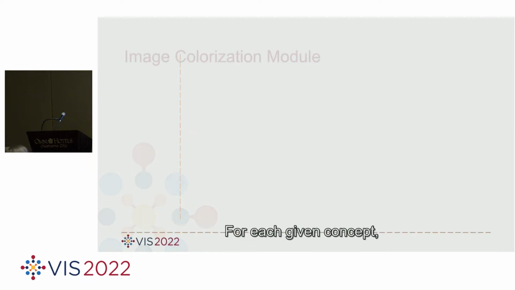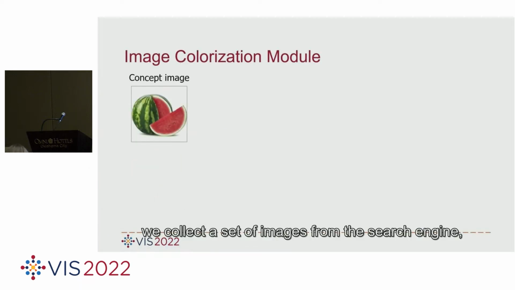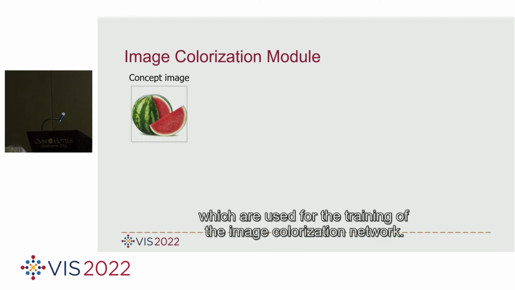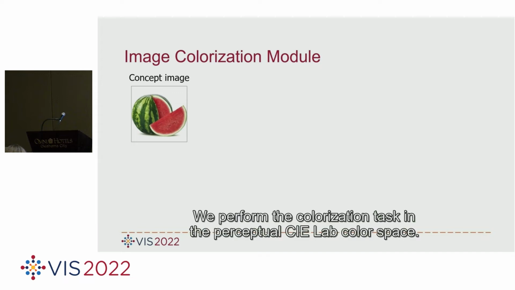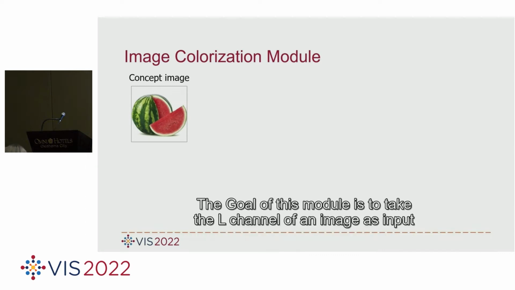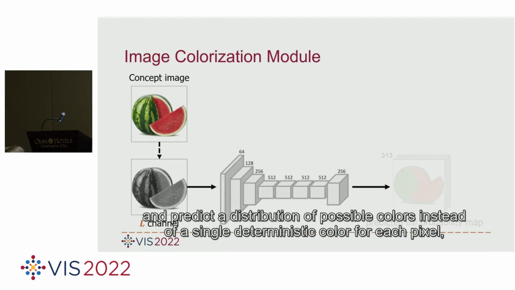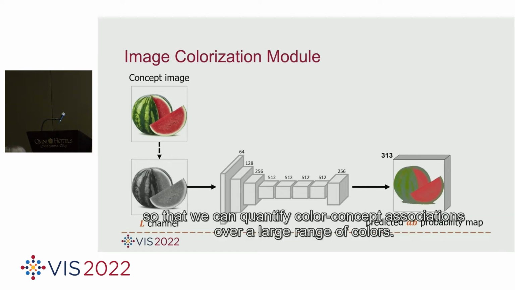For each given concept, we collect a set of images from the search engine, which are used for the training of the image colorization network. We perform the colorization task in the perceptual CIE lab color space. The goal of this module is to take the L channel of an image as input and predict a distribution of possible colors instead of a single deterministic color for each pixel, so that we can codify color concept associations over a large range of colors.